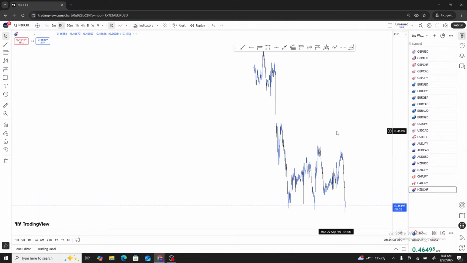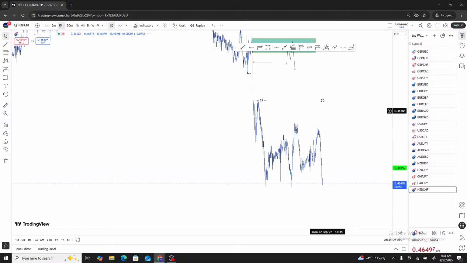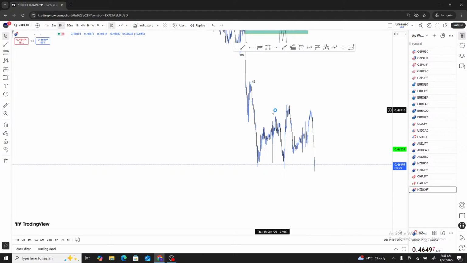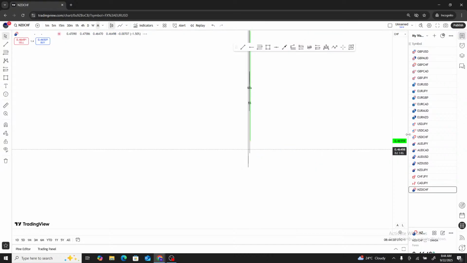NZD CHF. Look at NZD CHF, what it's doing. We analyzed this pair before last week, where we were waiting for price to get to this level so that we can trade from it. We are waiting for price to get to this level, and I know that we are in a massive downtrend.